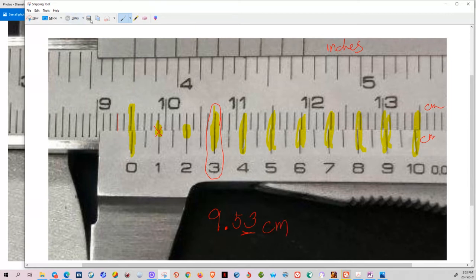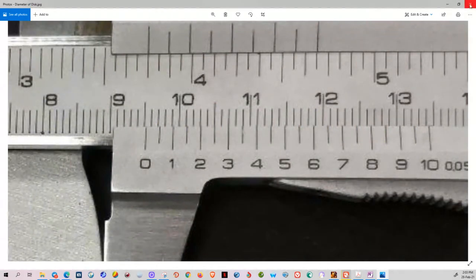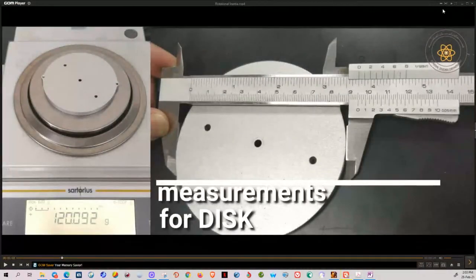Somebody will say, teacher, what about if 0 is straight? Simple, then it becomes 9.50. Is that clear? Is it necessary to add a third number? Yes. Because in our standard, having 2 decimals here is always good for accuracy of the result. Clear? Is it clear how to read the vernier? Okay, good. So that's how we read the diameter, 9.53.